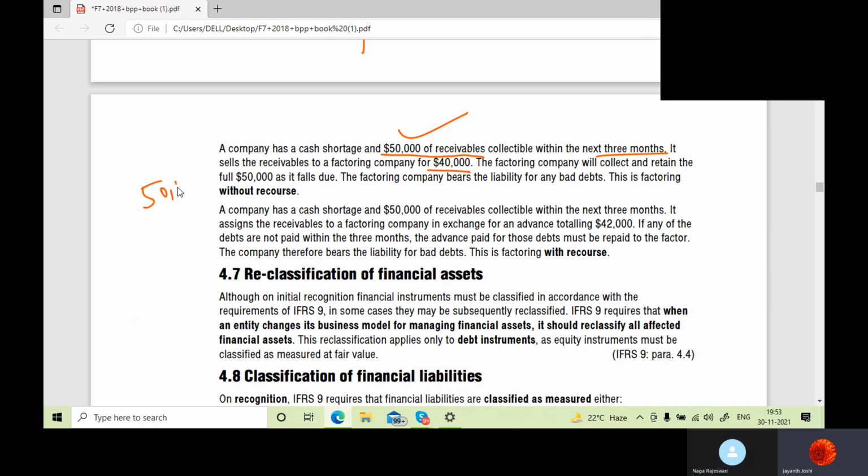The receivables are now 50,000, but they sold it for 40,000. The 10,000, the company has already got it. So that factoring company will collect the full 50,000 as it falls due. The factoring company bears the liability of bad debts. This is called without recourse.